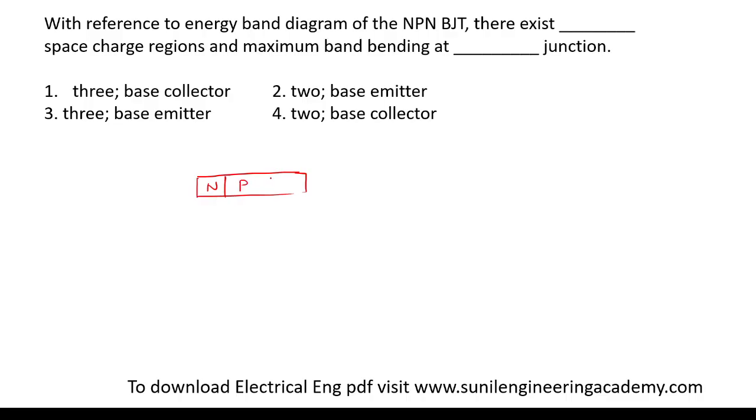So NPN. Generally you can say it is an EBC phenomenon: emitter, base, collector. Here we have the EB junction, and between these two, the CB junction. Generally we connect the EB junction in forward bias and the CB junction in reverse bias. Forward bias in the sense negative is connected to negative, positive to positive. So it is forward bias, and here reverse bias: negative is connected to positive, positive to negative.